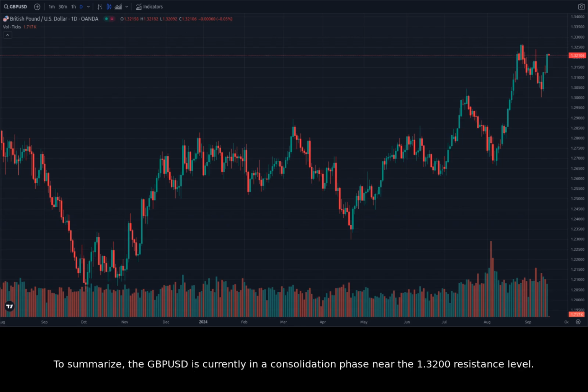To summarize, the GBPUSD is currently in a consolidation phase near the 1.3200 resistance level. The upcoming Federal Reserve's rate decision could be a game-changer for the pair. A dovish Fed could trigger a rally, while a hawkish Fed could trigger a sell-off. The 1.3200 resistance and the 1.3170 support are key price levels to watch.